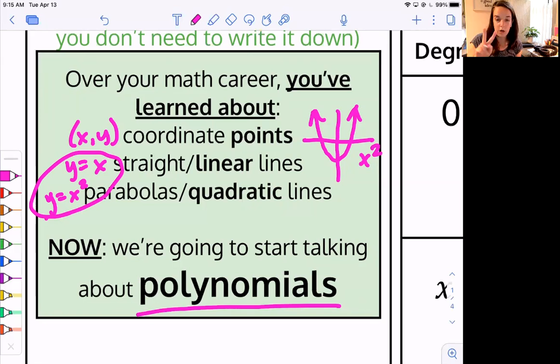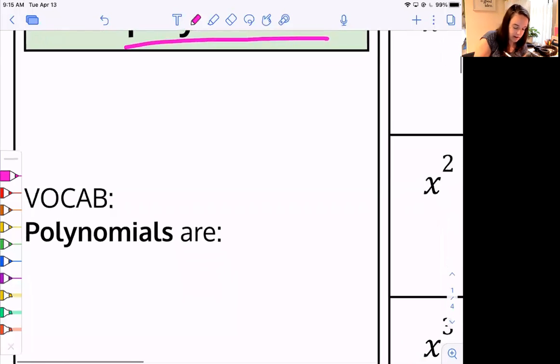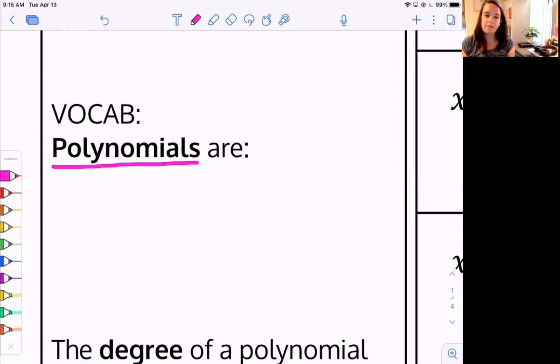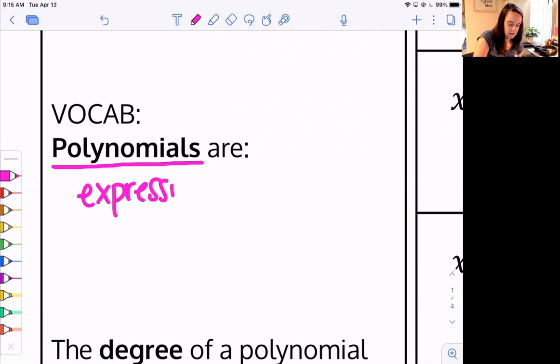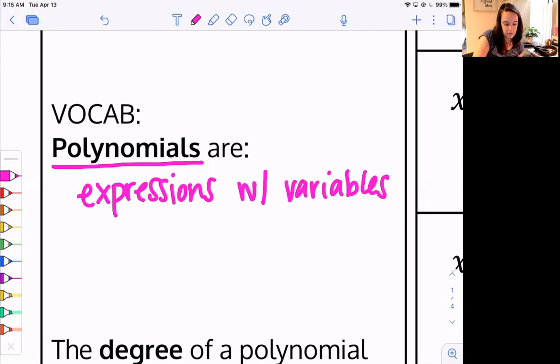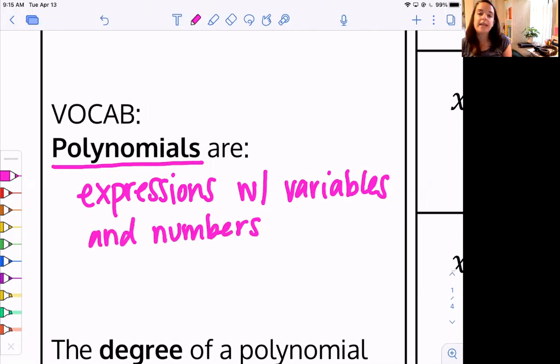So let's start with just 2 words for vocab. I want you to make sure that you have the word polynomial written down. So polynomials are expressions with variables and numbers. That's it. They're expressions with variables and numbers. They're being added and subtracted together. There are some rules around it, like you can't be dividing by a variable. You can't have the variable in the exponent, some things like that. We're not going to dive deep into those. The big idea is that polynomials are expressions with variables and numbers.